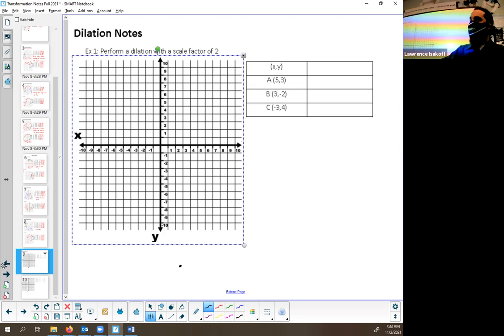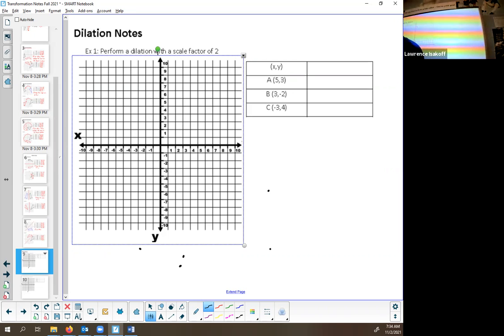If this says a scale factor of 2, will my image grow bigger or smaller? Do you think? Bigger, okay. So if I had a scale factor of 1/2, should that grow bigger or smaller? So that seems to make sense, right? So let's actually look at it in motion, and it should conform to those ideas.